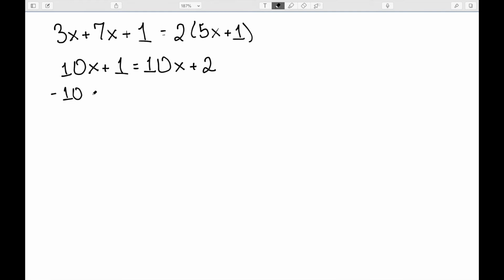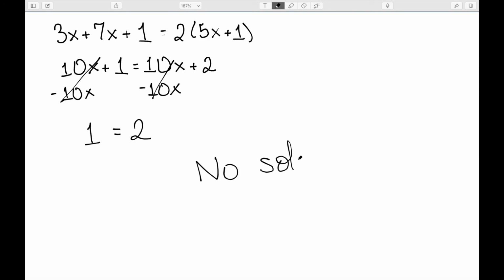We then subtract 10x from both sides. When we do, the left-hand side becomes 1, the right-hand side becomes 2. So we get 1 equal to 2, which tells me this is no solution since it is impossible for 1 to be equal to 2.